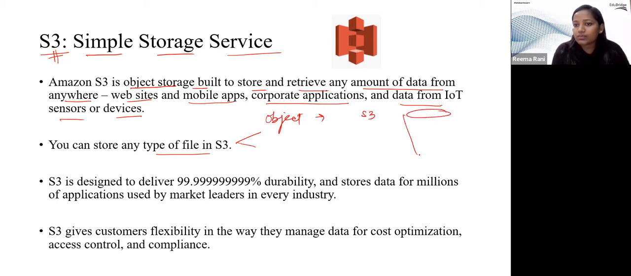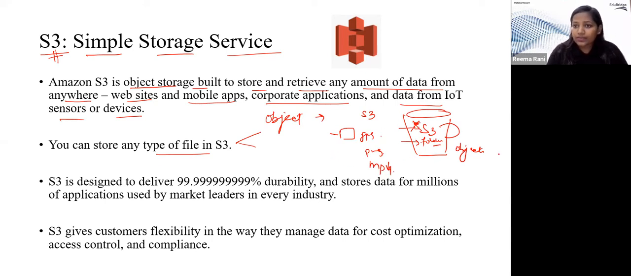There's a concept of buckets. This is an S3 bucket. You can't create another bucket in this bucket; that hierarchy is not followed, but you can put your folders or objects. For example, if you have a JPG image, a PNG image, an MP4 video, or any document, you can put any type in the bucket. It stores every type of data.